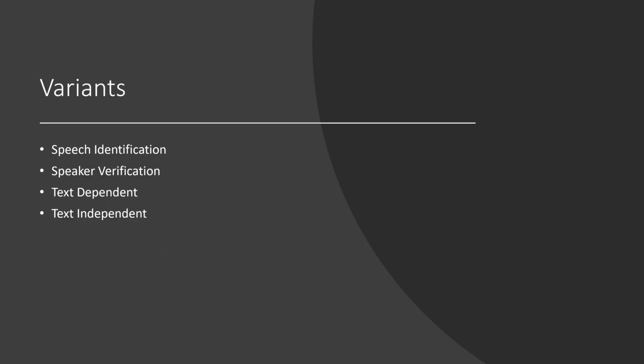Now, this speaker recognition system can be divided into two parts. One is speaker identification and the other part is speaker verification. In the speaker identification scenario, the speaker does not typically claim his identity, and it's the job of the classifier to determine the identity of the unknown speaker.